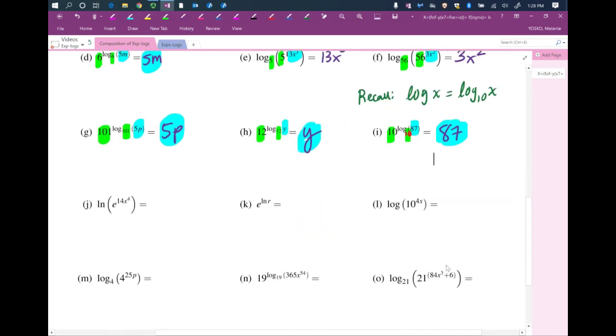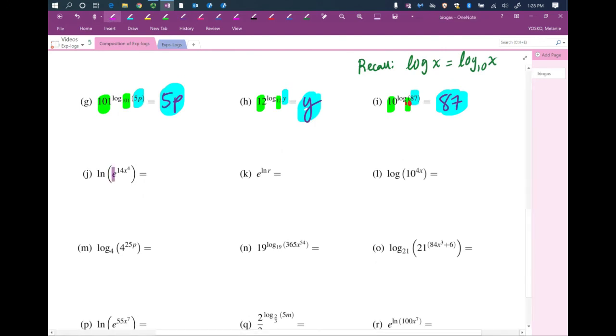Let's do some more. ln of e to the 14x to the 4th. Again, if we have ln, we know the base already. So you have ln of x, that's the same as log base e of x. So there's an understood little e right here. So the base of the logarithm is the same as the base of the exponential. So whatever the exponential operates on is your answer. So this is 14x to the 4th. Okay, look at k. We have e to the ln r. Again, there's an understood base of e right there. So your answer is just r.